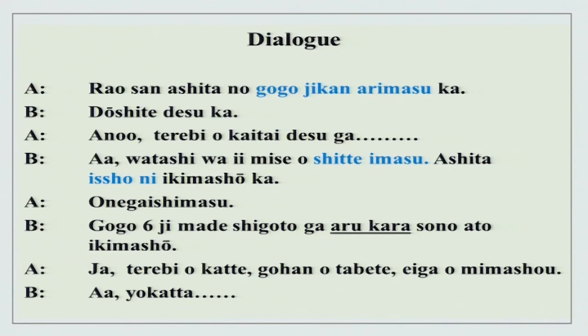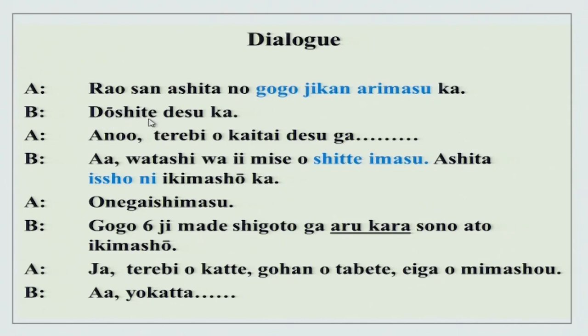Well, there is a new pattern over here which you can see in the last line. じゃあテレビを買ってご飯を食べて映画を見ましょう。That's what we are going to do. Verb with から。So, Rao-san, 明日の午後, afternoon, 時間ありますか? Do you have time? どうして?